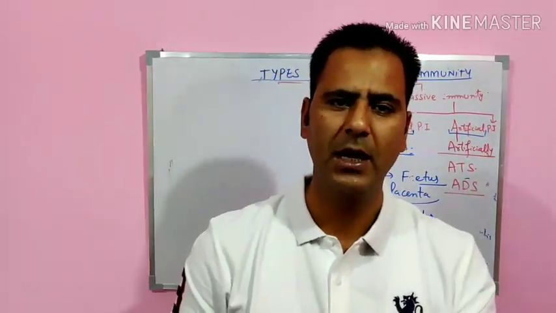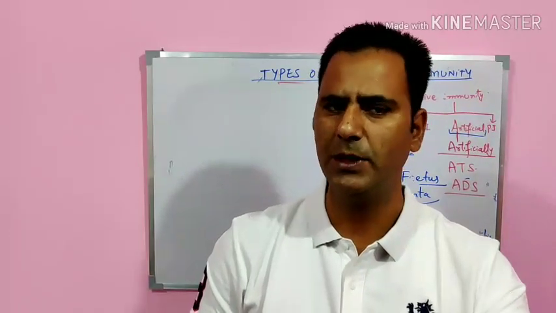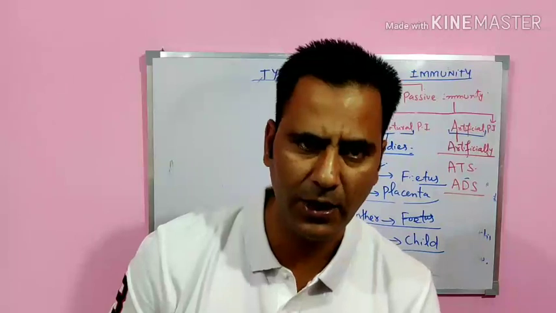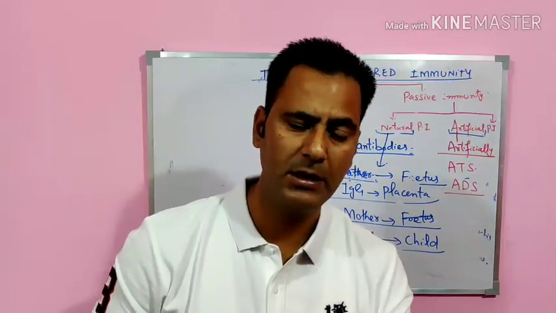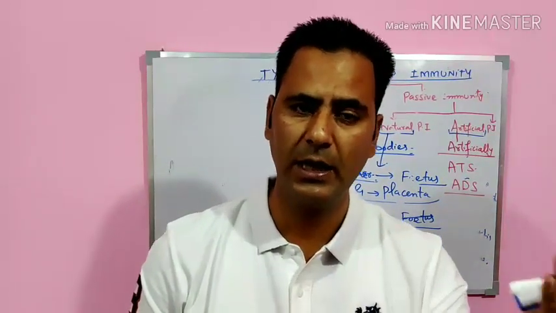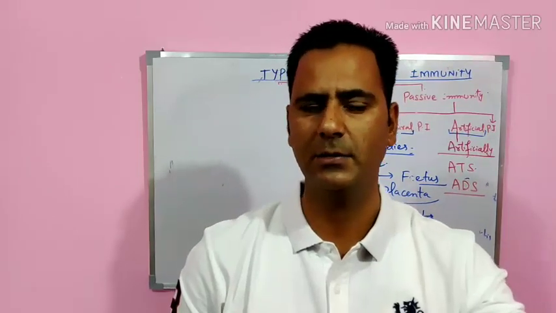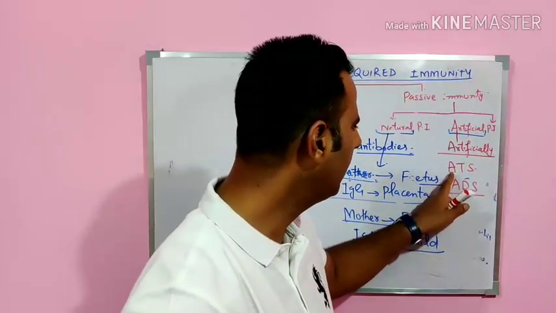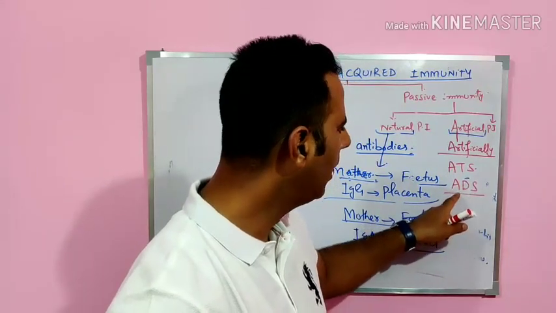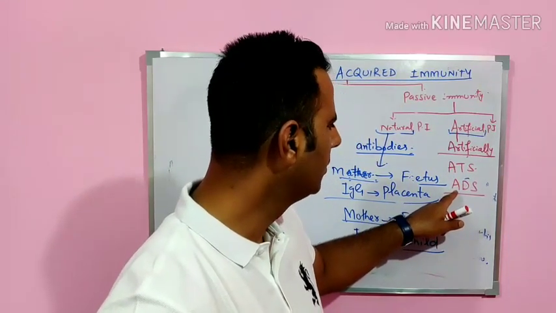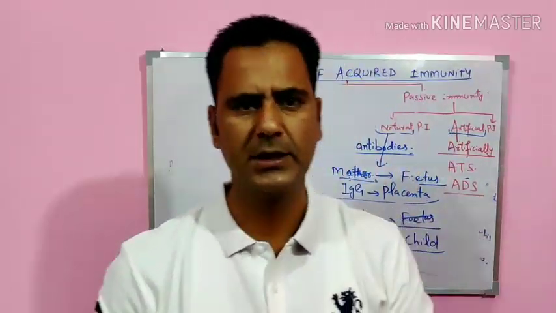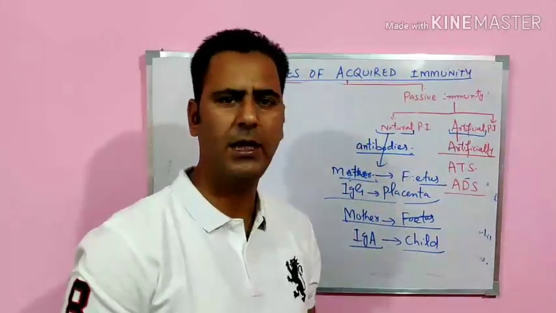which is given to human beings whenever they have a deep injury, or whenever we feel there may be a threat that the person may encounter the tetanus organism at any point of time. As a preventive measure, we advise them to take ATS, or sometimes we also advise to take ADS whenever it is required. So this is the type of acquired immunity.